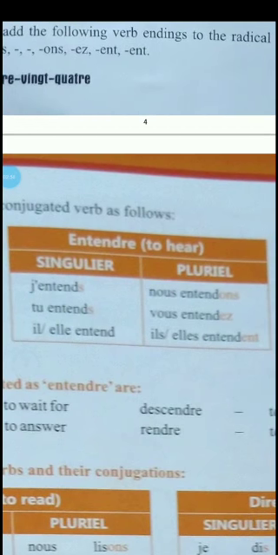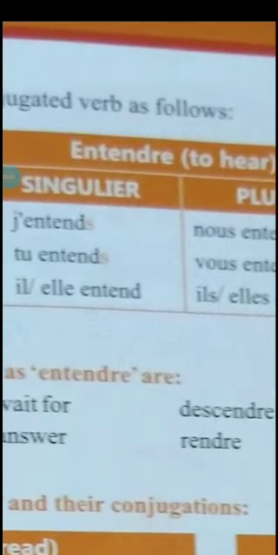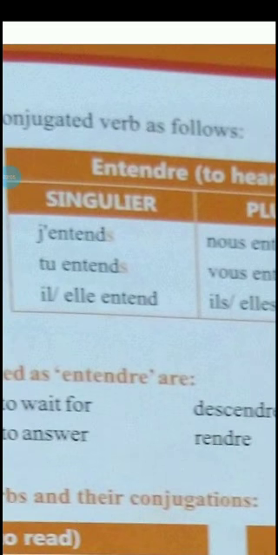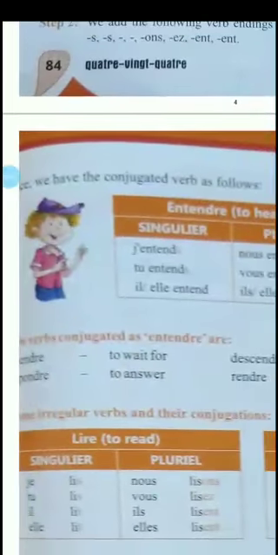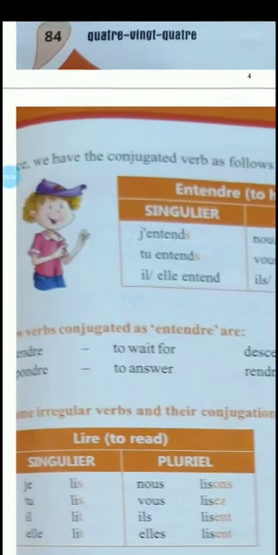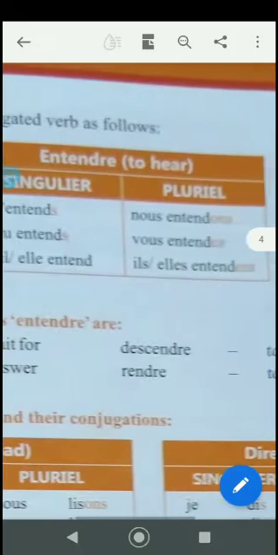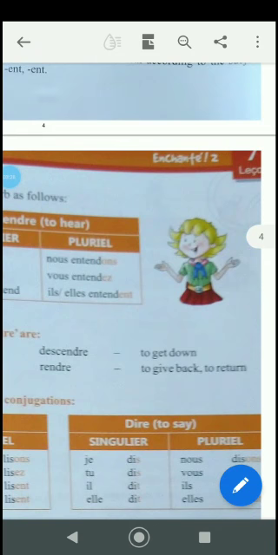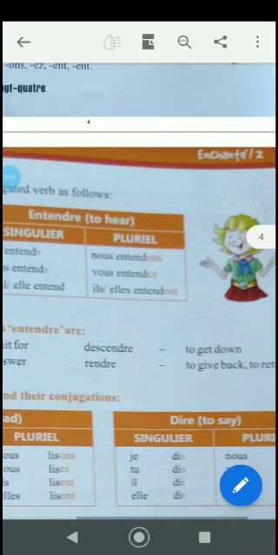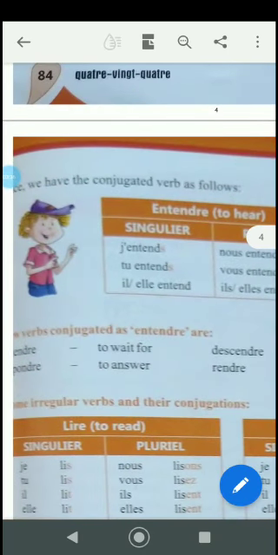Got it? As I told you, RE has to be taken out, the radical stays and the endings are added: s, s, nothing, nothing. The nothing is for the il and elle forms, because you are not going to add any letter to it; the radical will remain the same. Then ons, ez, ent, ent. The verbs conjugated like entendre are attendre, to wait for; répondre, to answer; descendre, to get down; and rendre, to give back. There are various meanings of rendre: to give back, to return, to give a visit. These RE verbs will be conjugated in the same way as entendre.